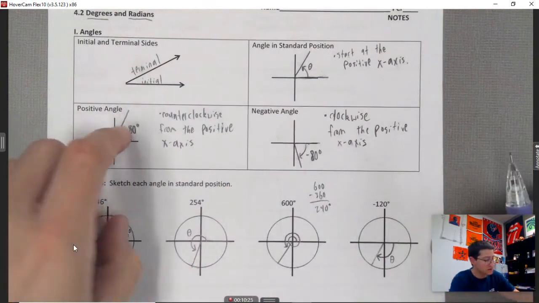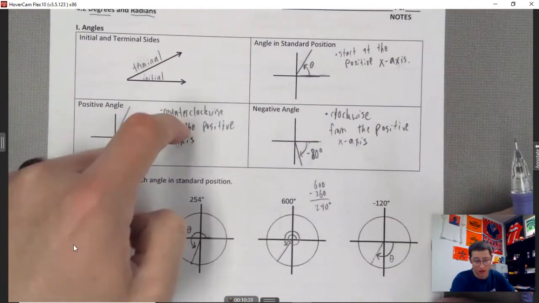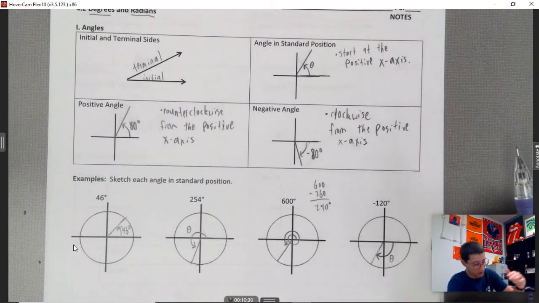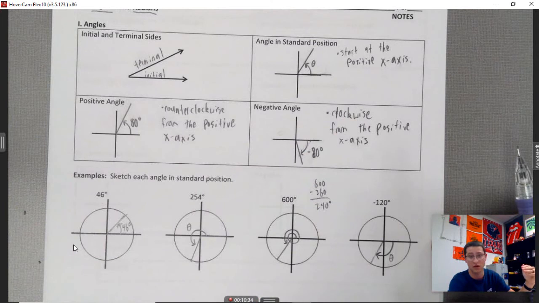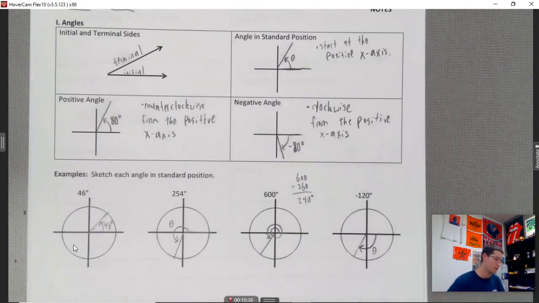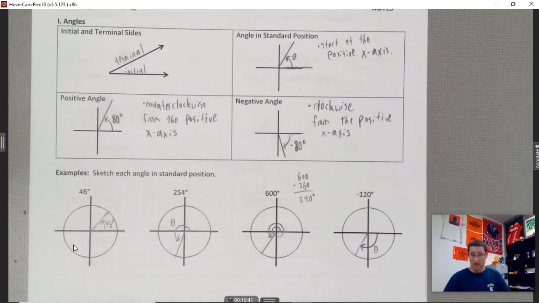Okay, if it's a positive angle, the direction that it's going to start counting is counterclockwise, and for a negative angle, the direction it'll start counting is clockwise. Okay, cool. Got that out of the way. All right, radians. Here we go.